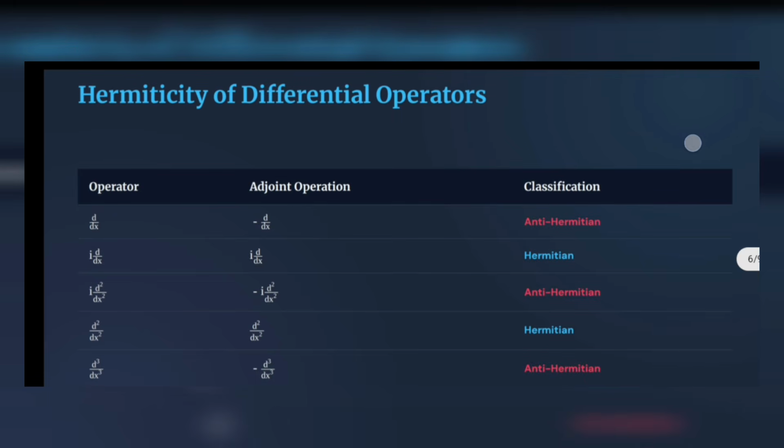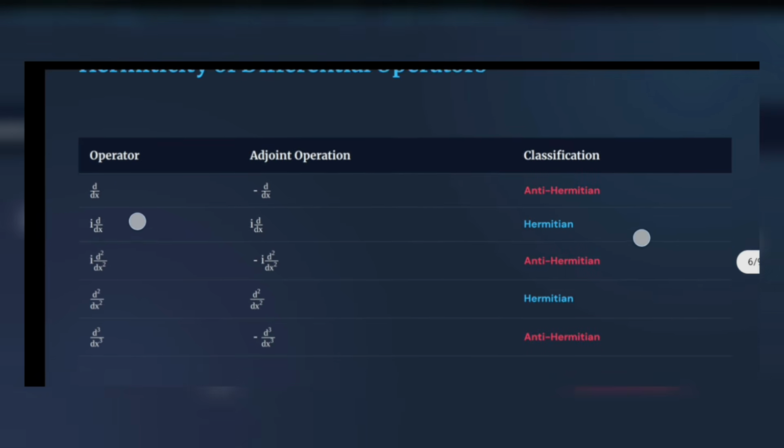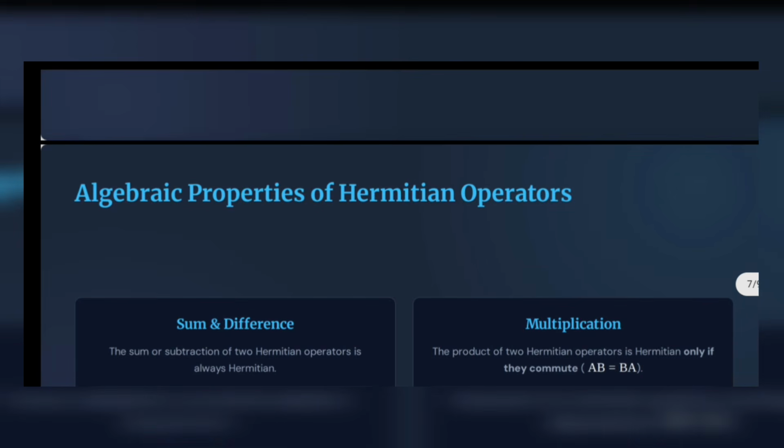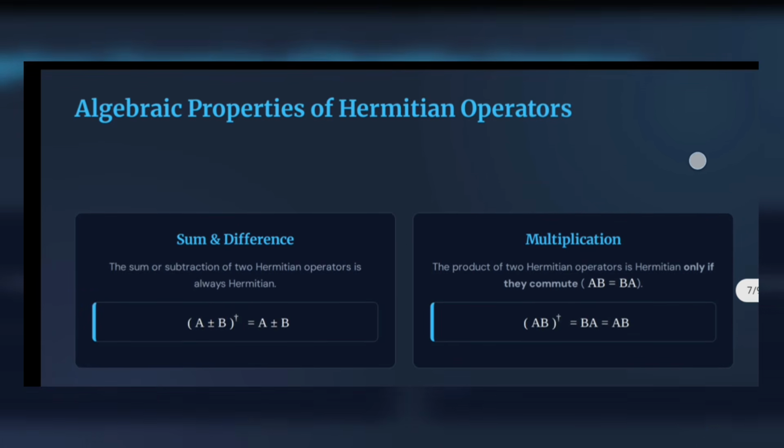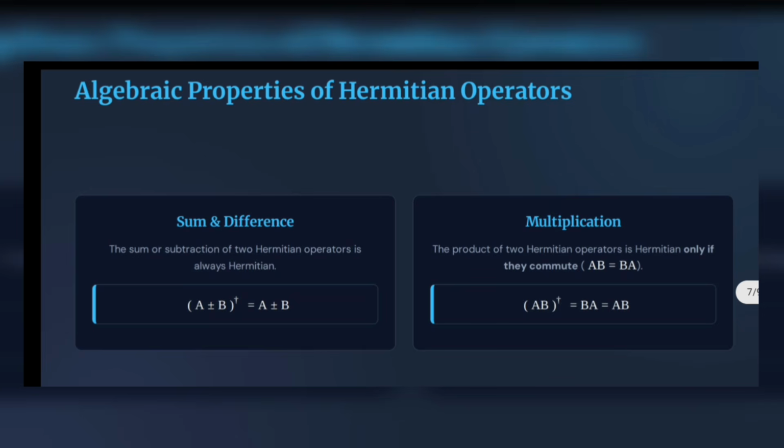Summary table of common differential operators and their classification. Notice how multiplying by i flips a differential operator's Hermiticity status. Let's wrap up with the algebraic behavior of Hermitian operators.